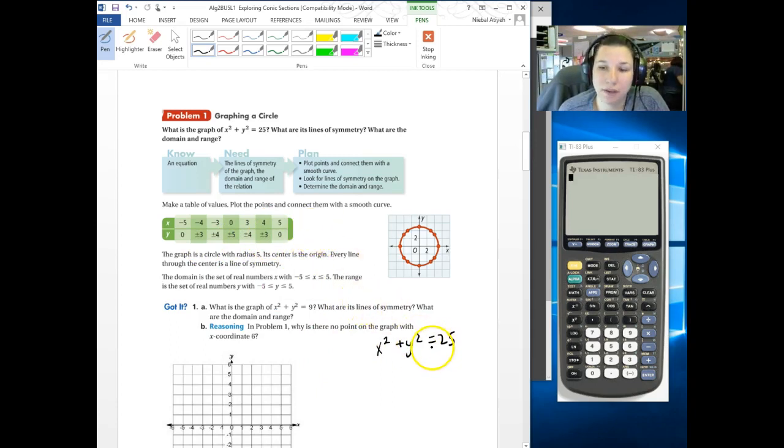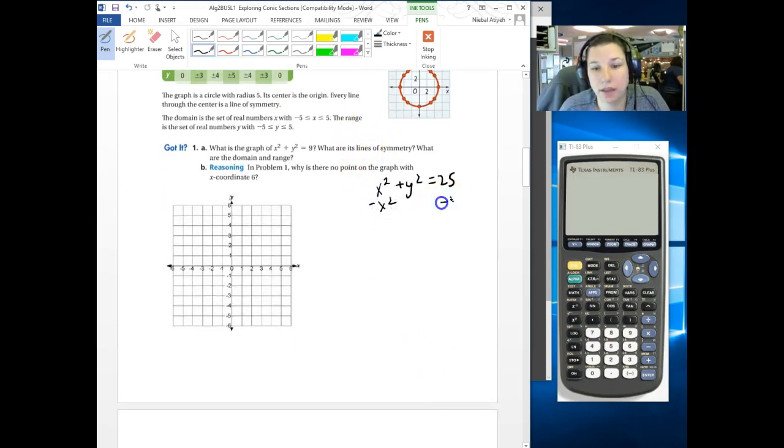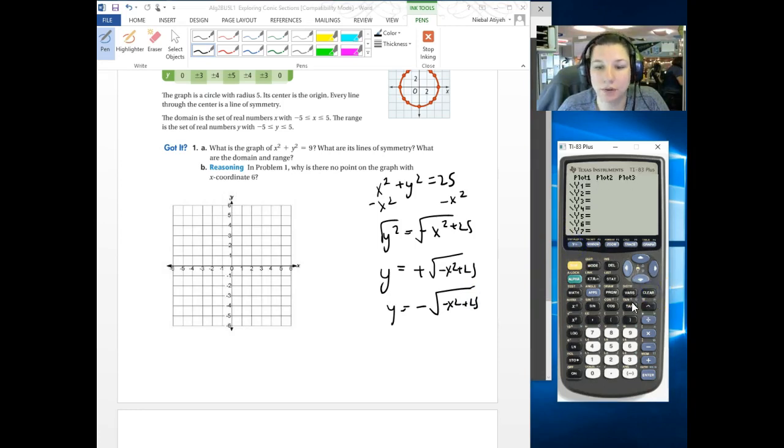You can still use the graphing calculator to graph these, but you need to solve for y. So you would need to subtract x squared from both sides, and then take the square root. And when you take the square root, you get the positive and the negative. And then you need to enter both of those to get your circle. Okay, so if you just do one, it's only going to graph half the circle. You need to have both the positive and the negative square root to get your circle.